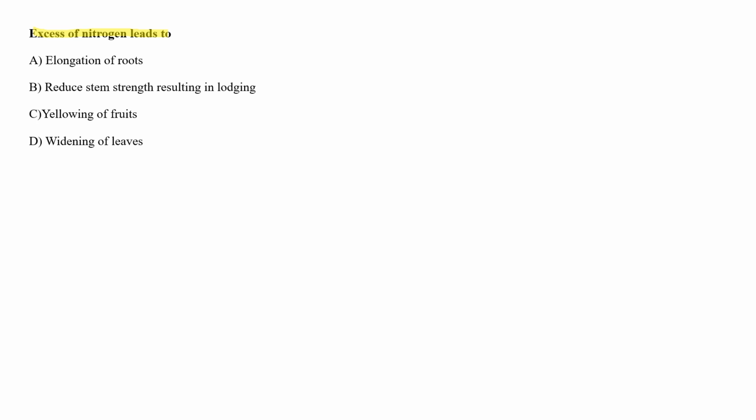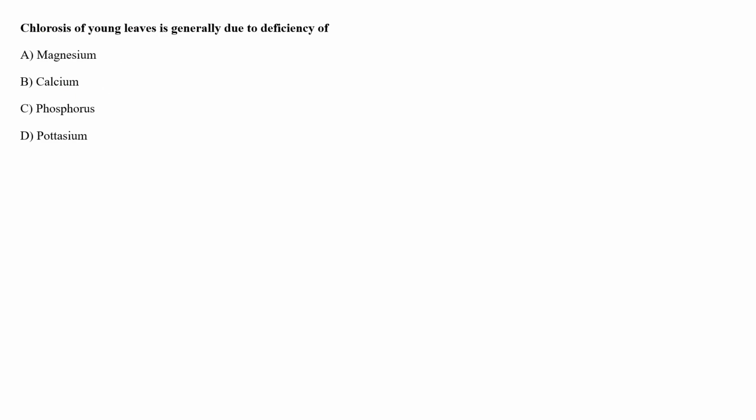So our correct option is option number B, reduced stem strength result in lodging due to excess nitrogen. Now, chlorosis of young leaves is generally due to deficiency of A. Magnesium, B. Calcium, C. Phosphorus, and D. Potassium. So what happened in case of chlorosis?